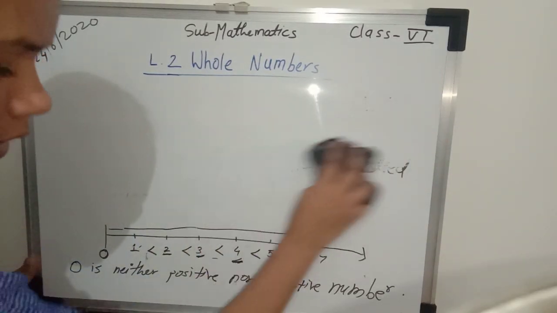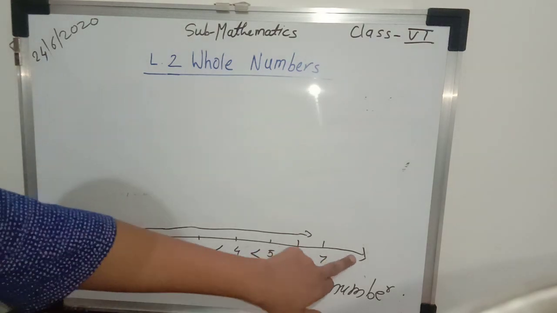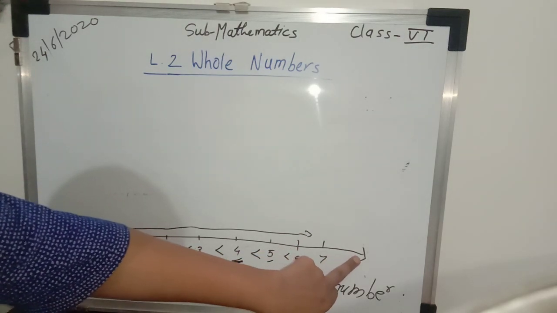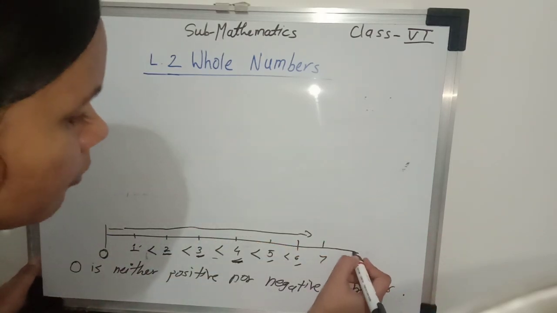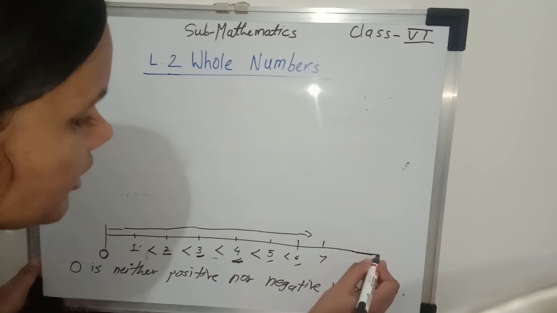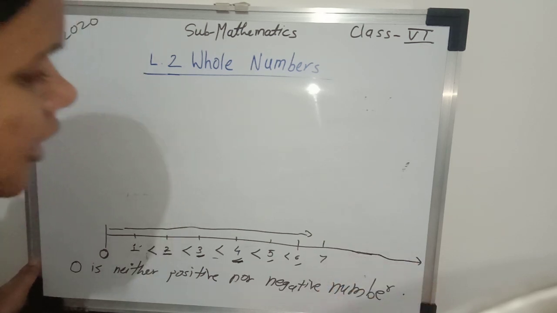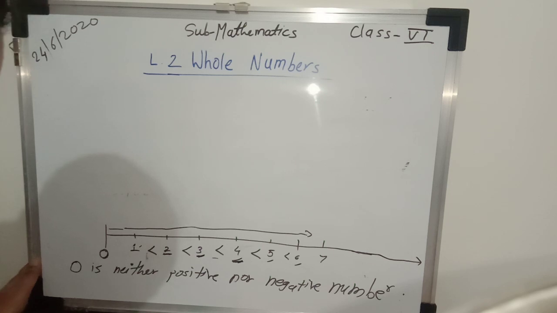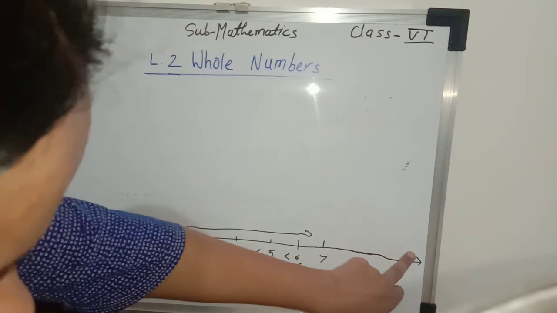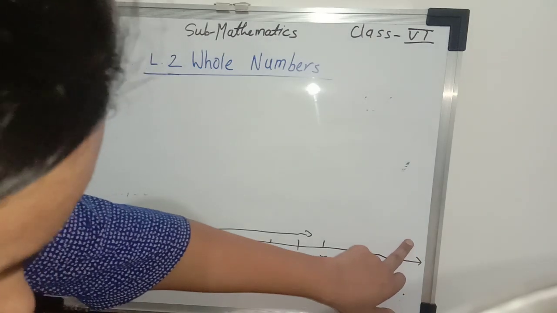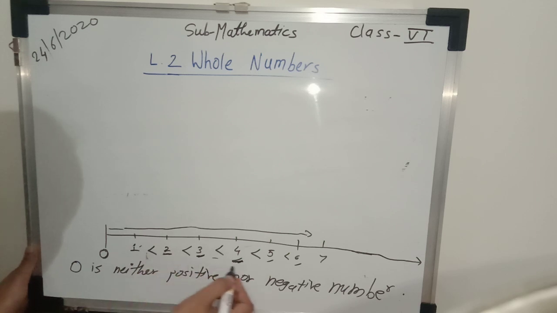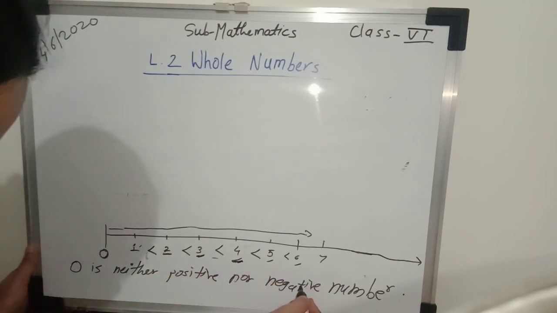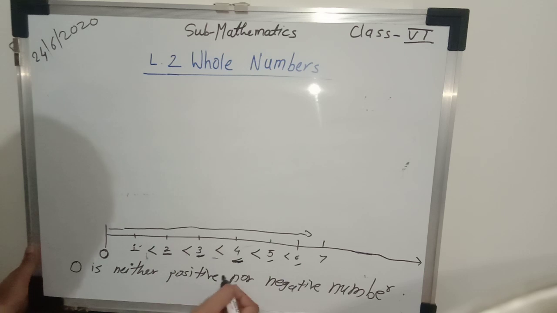Now one more important thing is that the arrow on the right side of the number line shows that the numbers continue. As I said, the whole numbers are infinite. We can't say how many whole numbers there are. So here the arrow continues up to infinity. With the help of the number line, we can compare two whole numbers. Just now we have seen how we compared the numbers here, so we can find out which number is greater and which number is smaller.